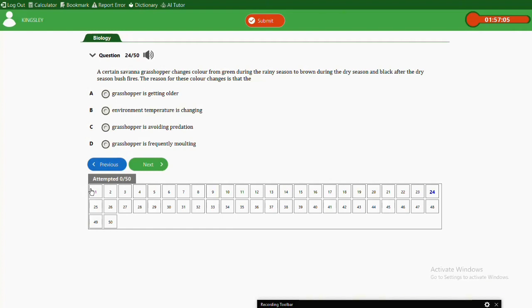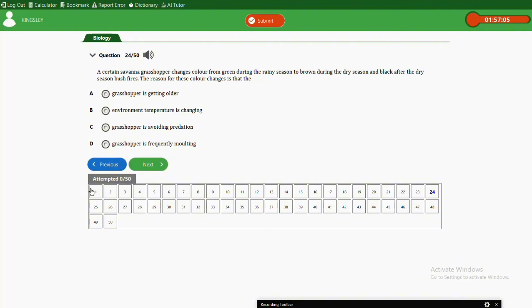So question number 24 says, a certain savanna grasshopper changes color from green during the rainy season to brown during the dry season and black after the dry season bushfires. The reason for these color changes is that the A. grasshopper is getting older, B. environment temperature is changing, C. grasshopper is avoiding predation, and D. grasshopper is frequently molting.